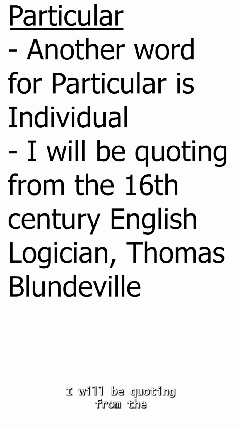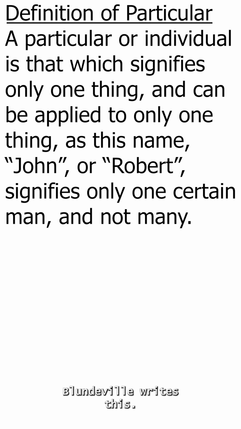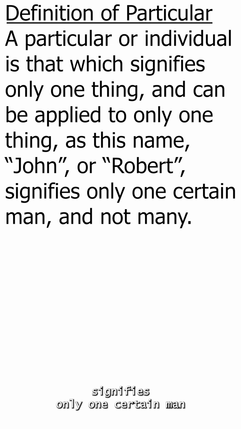I will be quoting from the 16th century English logician Thomas Blundeville, who had a very cool name. Blundeville writes this: "A particular or individual is that which signifies only one thing and can be applied to only one thing, as this name John or Robert signifies only one certain man and not many."